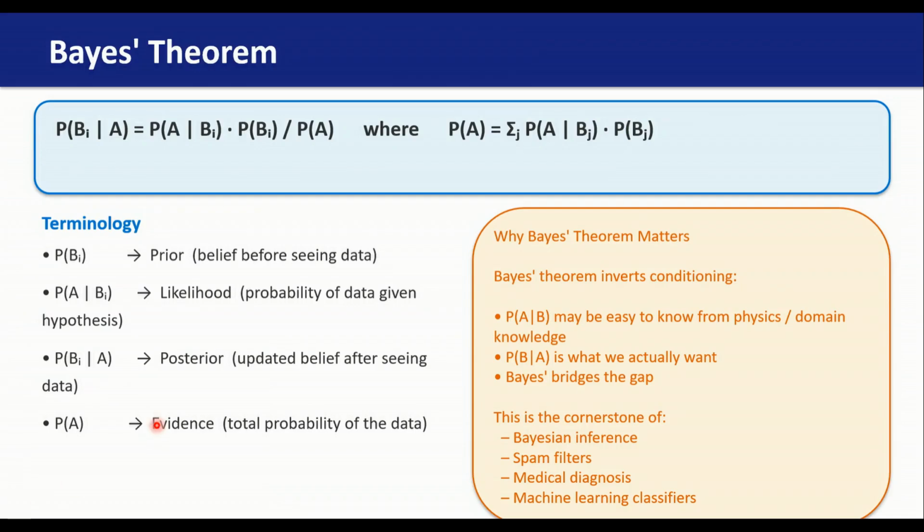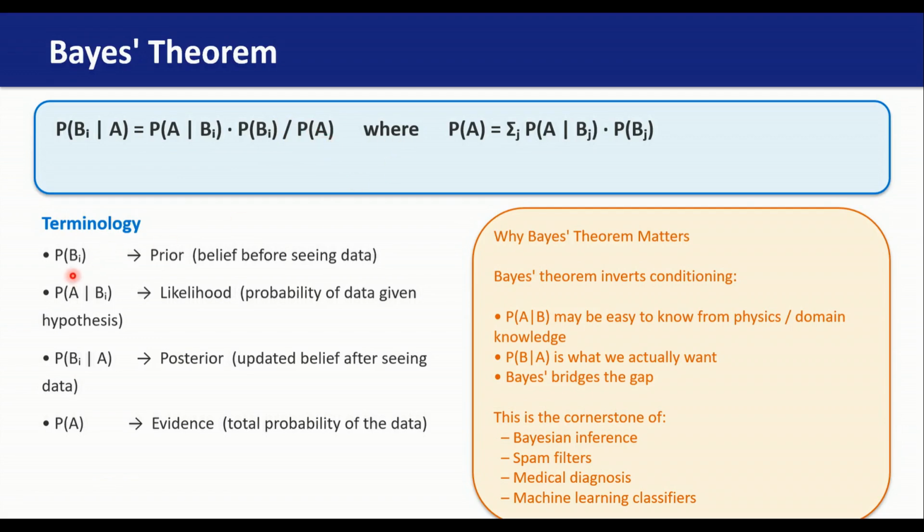Bayes theorem. Bayes theorem is probably the most important formula in statistical machine learning. This formula tells us how to flip conditional probabilities. The formula is P of Bi given A equals P of A given Bi times P of Bi divided by P of A. So let's read each part separately.